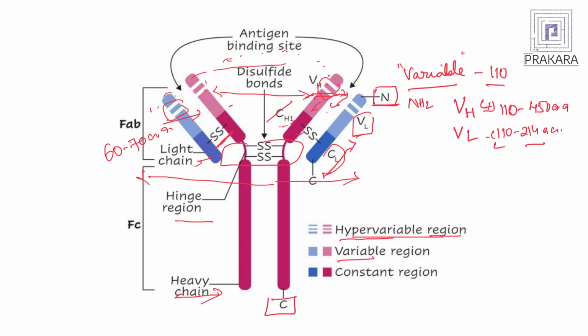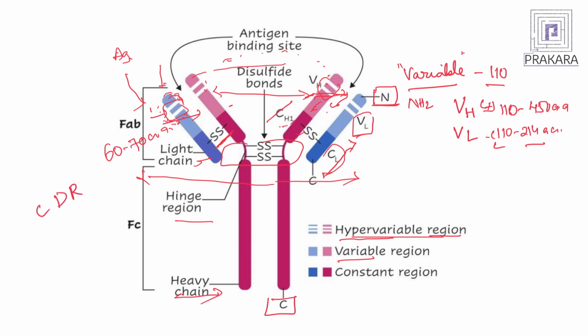Why is there this variability? They vary from one antibody to another. Because of these variations we get various classes of immunoglobulins, and onto these variable regions your antigens will bind. These hypervariable regions are very specific and complementary to the antigen, and that is why we call them CDRs, complementarity determining regions.